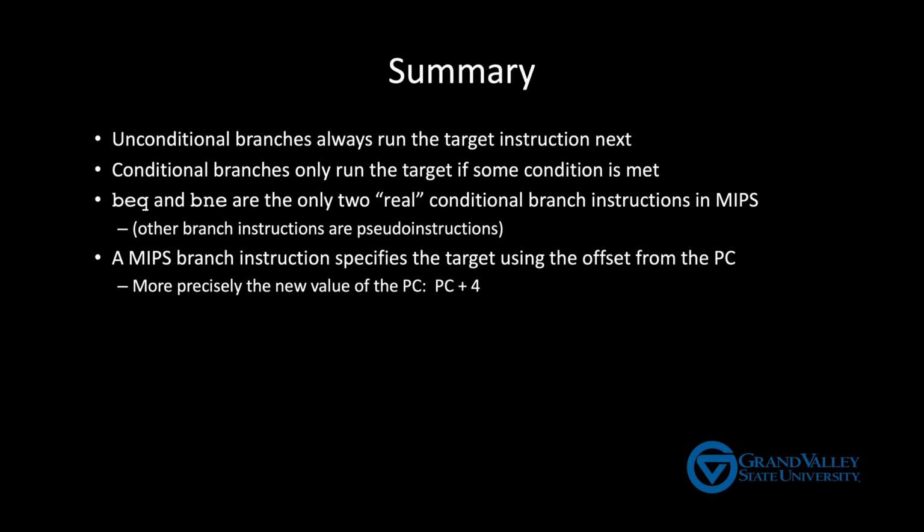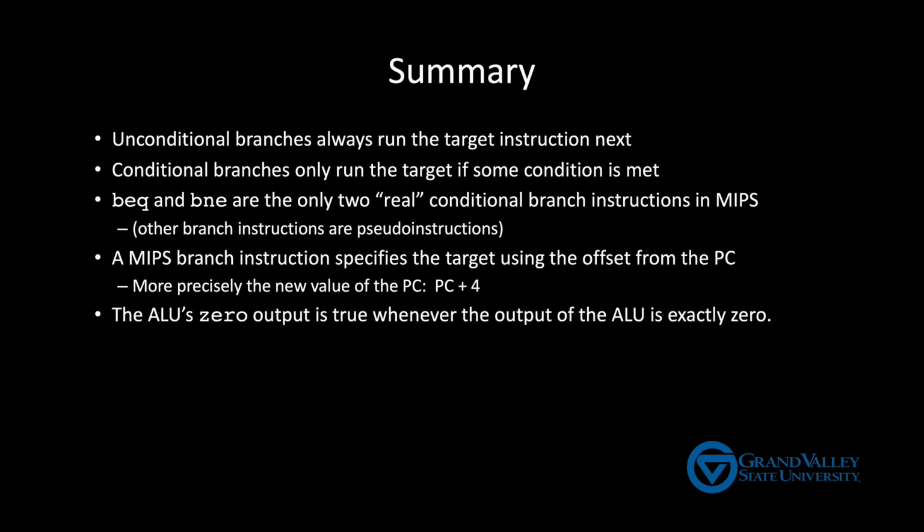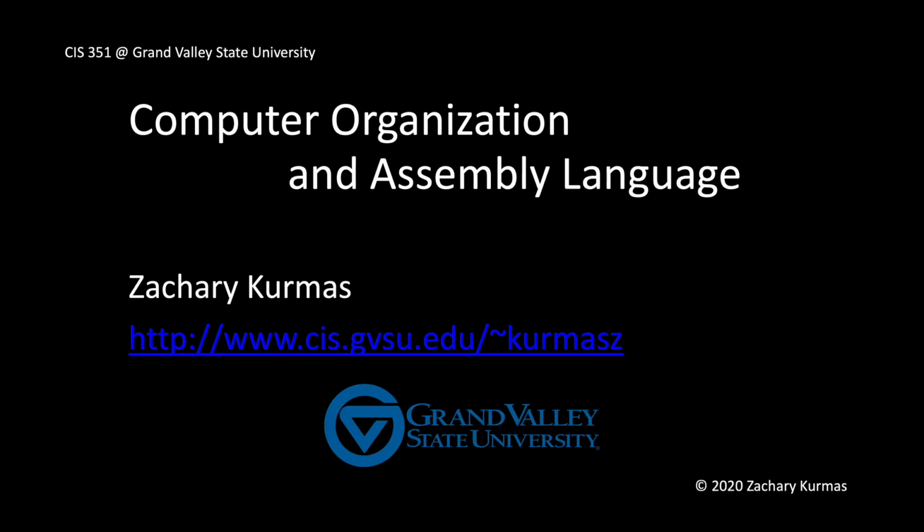Finally, remember the ALU has a 0 output that tells you whenever the ALU's output is exactly 0. And that's true regardless of the operation. This works for all operations, not just subtraction. In the next video, we'll look at some examples of assembly code using branches.